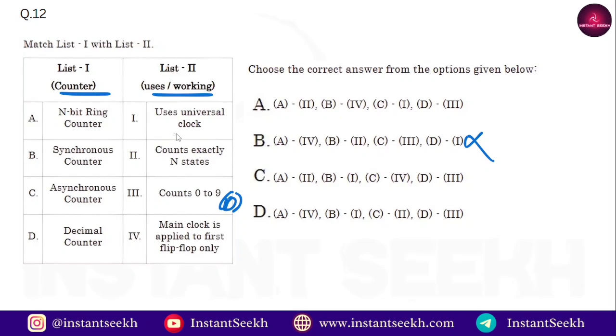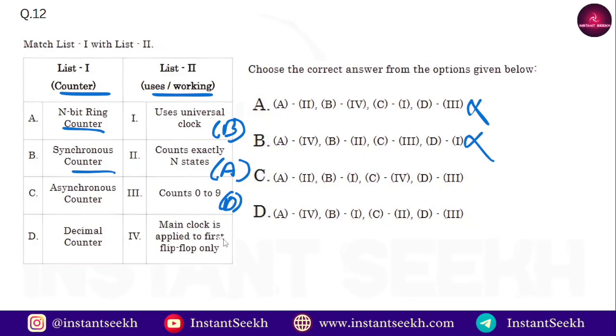Let's check for the other easiest one. Synchronous counter, this is a universal clock. Synchronous counter is also known as what? Universal clock. So B goes for first. Let's try to eliminate. These two have B for first, so this also gets eliminated. Now, what is an n-bit ring counter? It is basically a counter that circulates a single 1 or 0 bit around a ring of n flip-flops. It counts exactly n states, so this matches with option number 2.